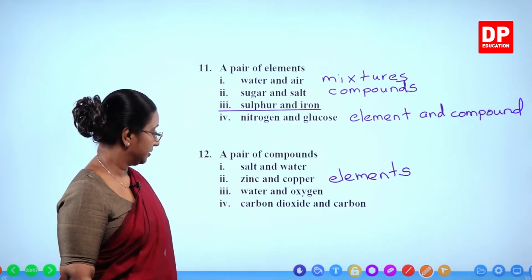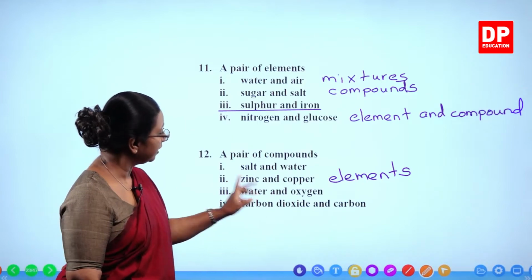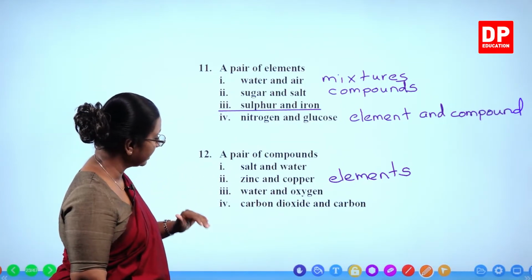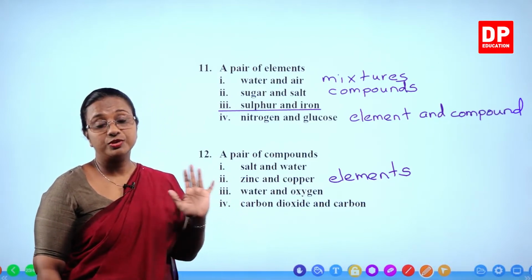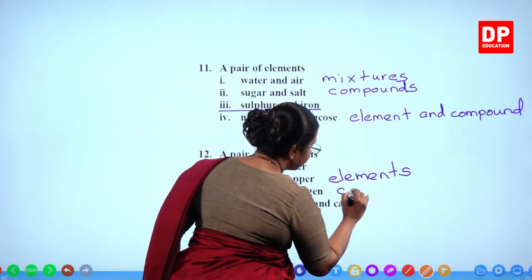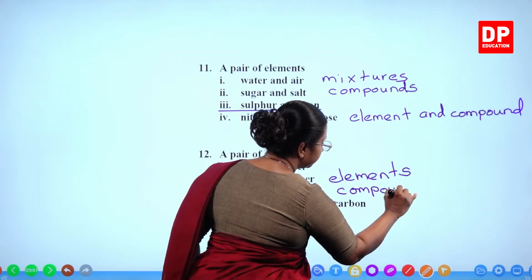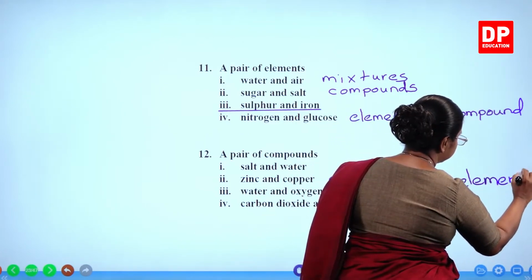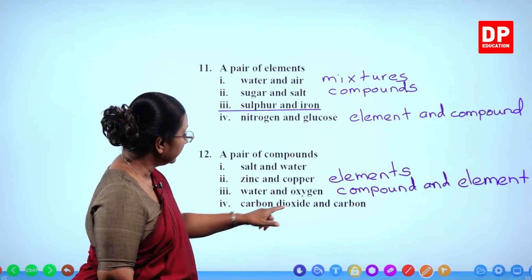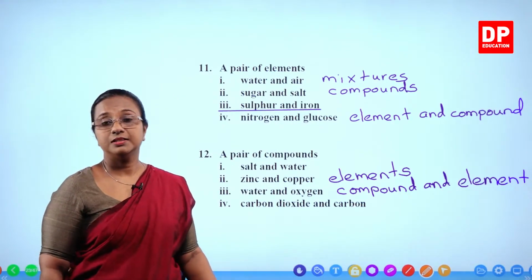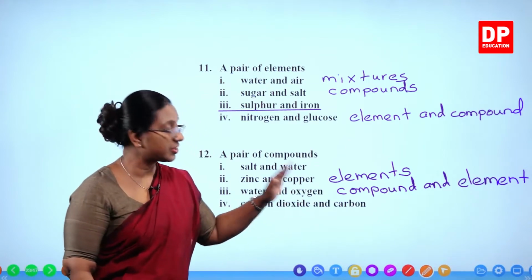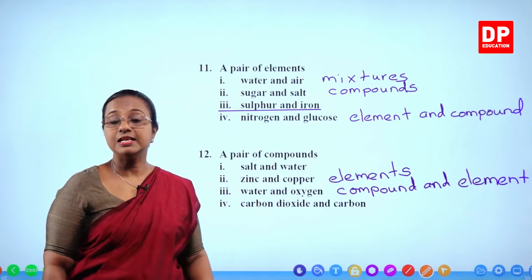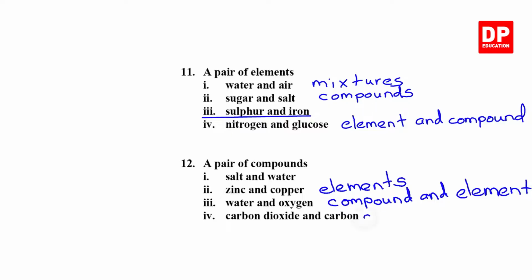Then water and oxygen. Here again you can see water, it can be a compound or a mixture, but we can take it as a compound. But oxygen, you know for sure, it's an element. So here I will write it as compound and element. So then carbon dioxide and carbon. You're sure, carbon dioxide is a compound and carbon is an element. So, compound and element.